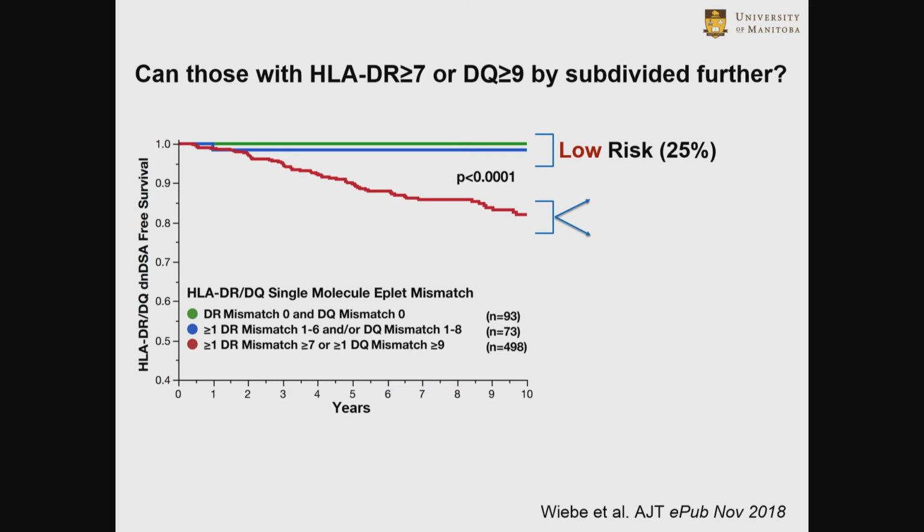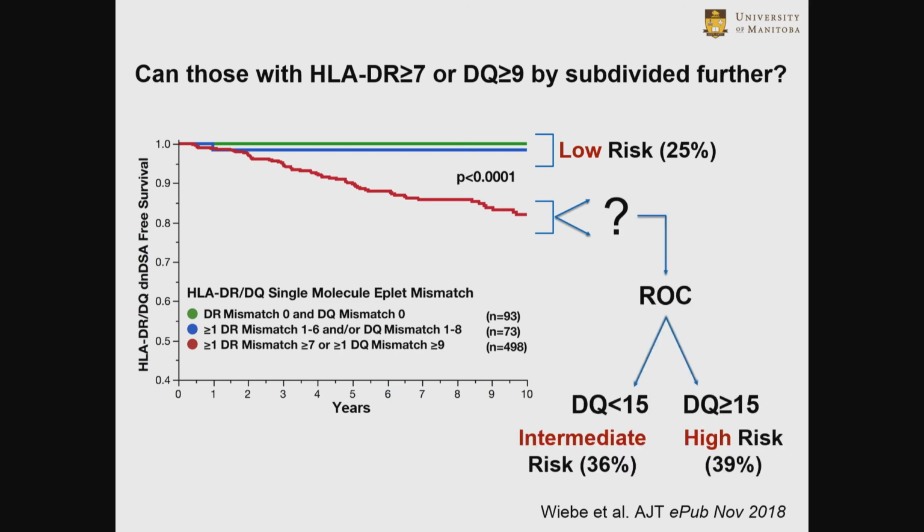As soon as I showed this data to some of my colleagues, they immediately asked, why don't you break up the red line into high and low risk groups as well, since you have so many patients still left over there? So that's what we did. We repeated the receiver operating characteristic curve analysis and generated a second cutoff using the DQ mismatch of 15, and as you can see, at least percentage-wise, now we have almost a third or so of the patients in each risk group.